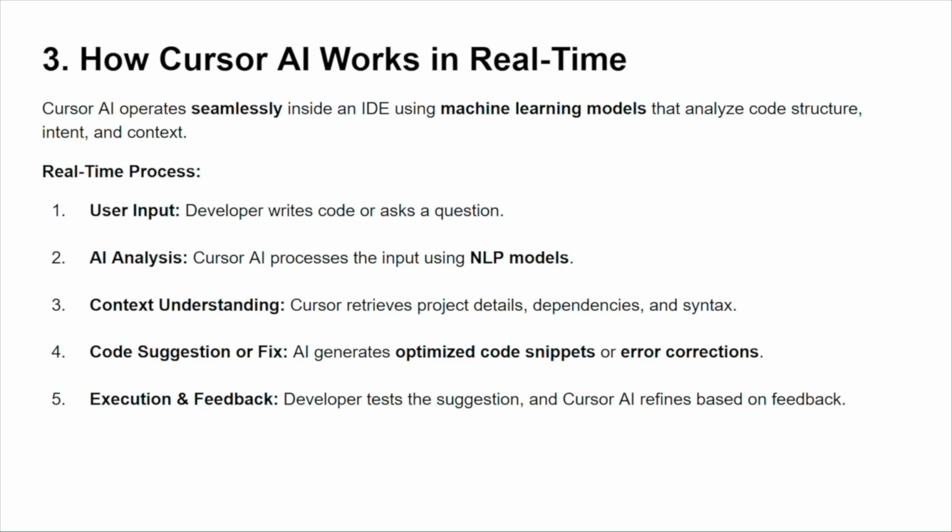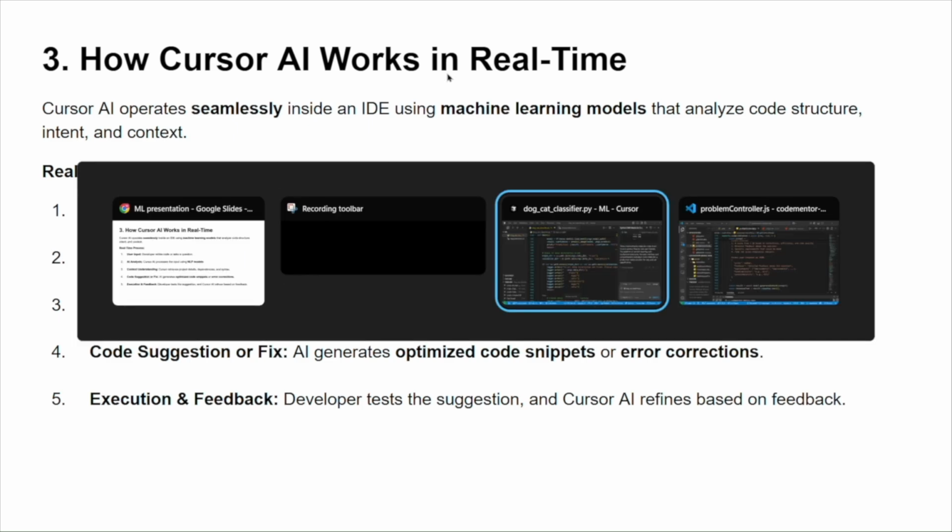Real-time process. The first step is user input. A developer types a question, writes code, and asks for debugging help. Second, AI analysis. Cursor AI processes the input using advanced natural language processing models. And then context understanding. It retrieves project details, dependencies, and syntax to provide the most relevant suggestion. Like I mentioned, the add context.